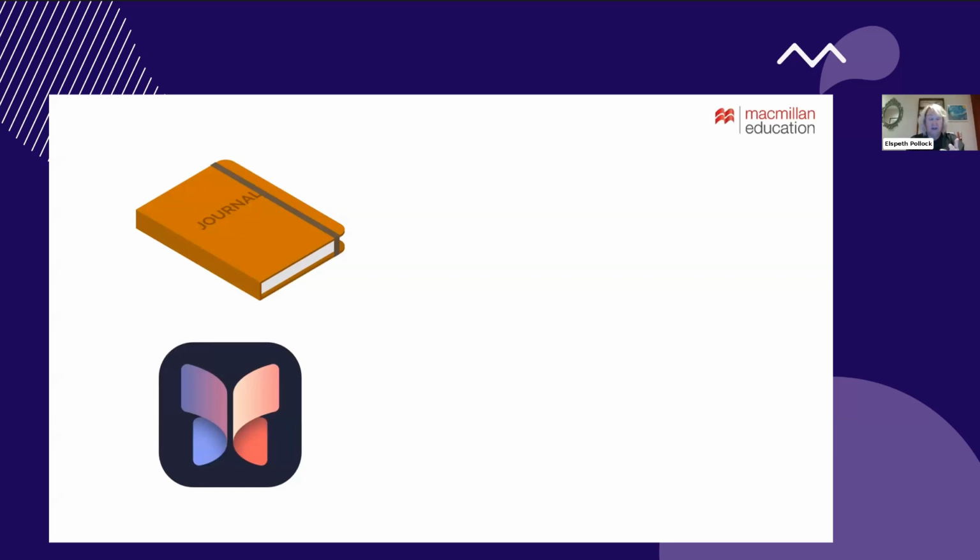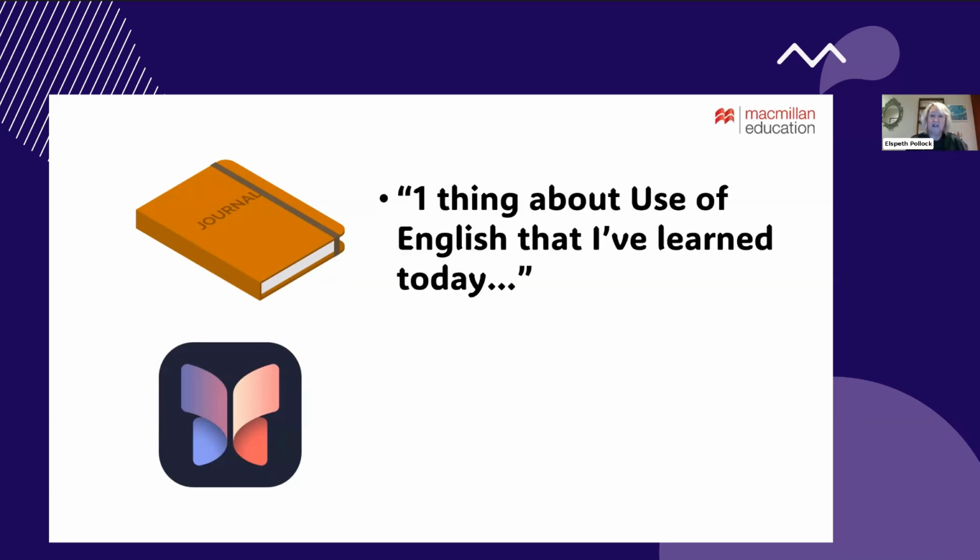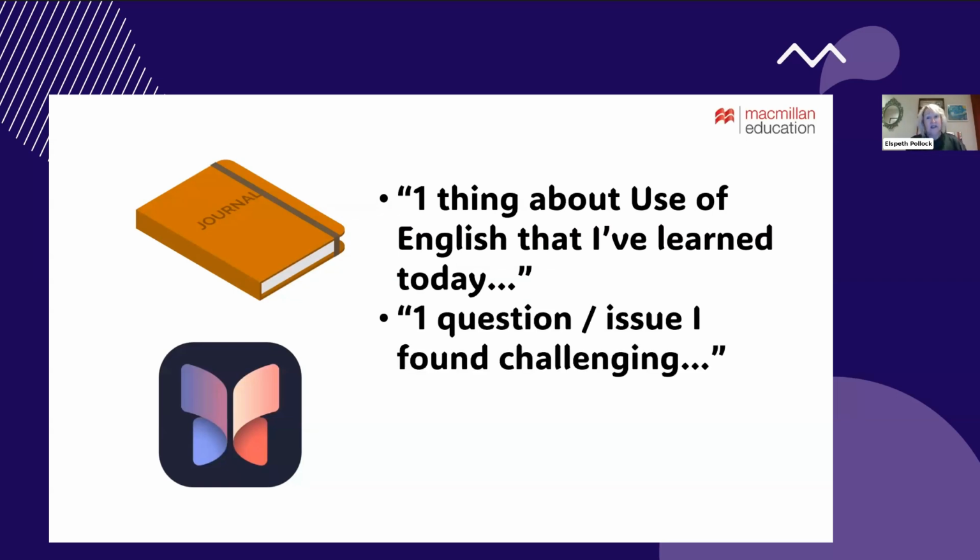They could write things, for example, like, one thing about use of English that I've learned today. It could be that. Or it could be, one question or issue I found challenging. And then a week later, or 2 weeks later, they can go back to that challenging issue and read about it and say, oh, okay, no, that's not an issue anymore. I know what that is. Or they could just write, I need to work on. What they're doing is setting their own language learning goals in that way, being autonomous.